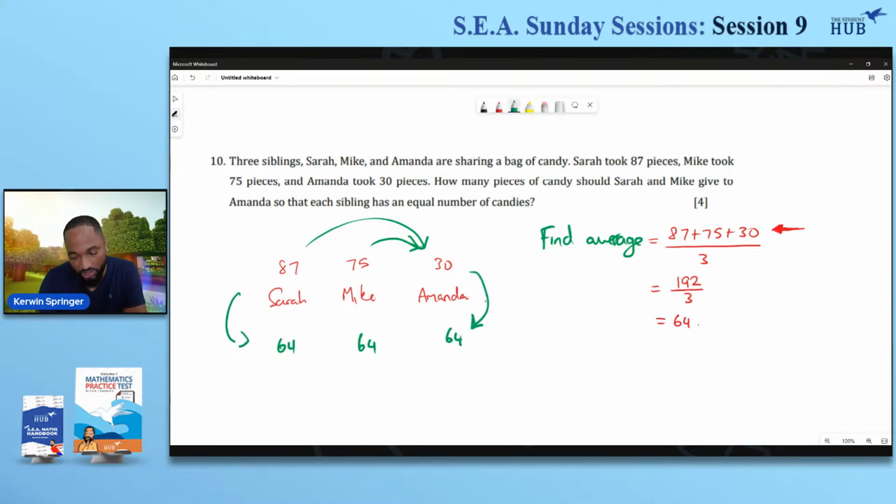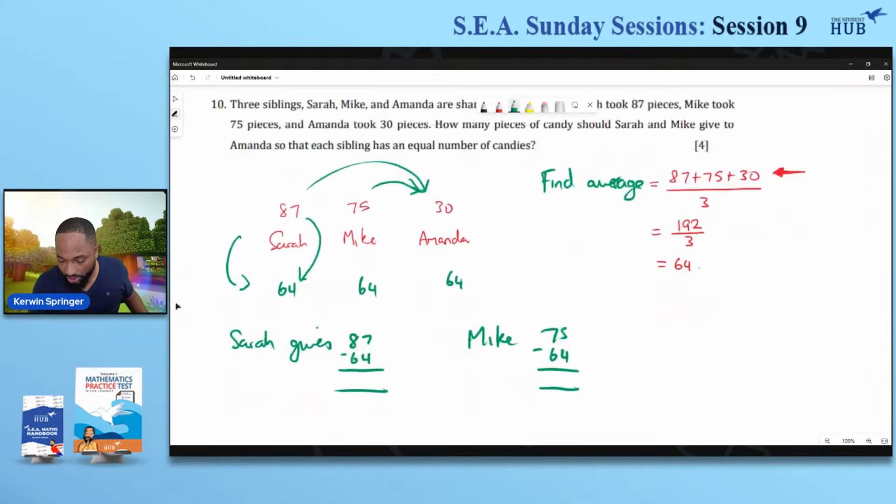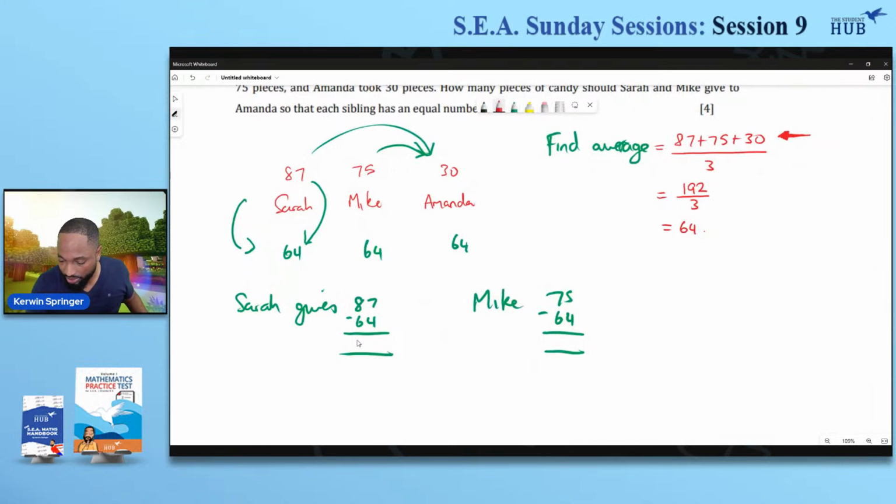But I'm not too concerned with how much extra she gets, because they asked me how much Sarah and Mike need to give. So Sarah will need to lose. Sarah gives 87 minus 64, and Mike will give 75 minus 64. So the first one is 23, the second one is 11, and that's your answer. 23 and 11.